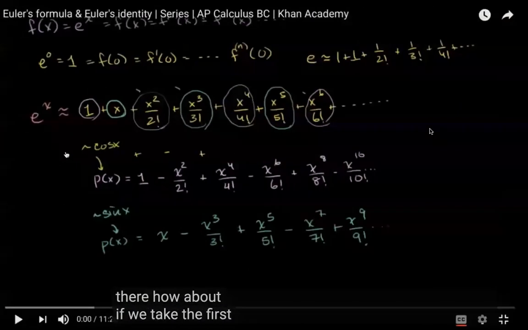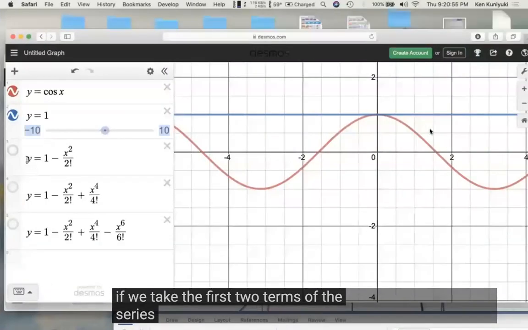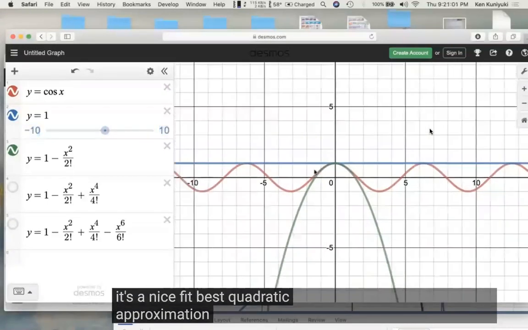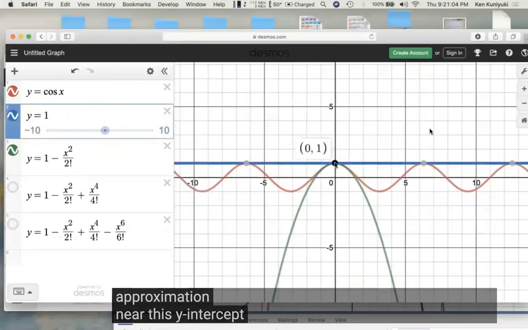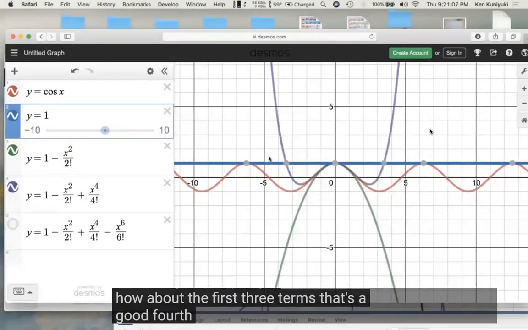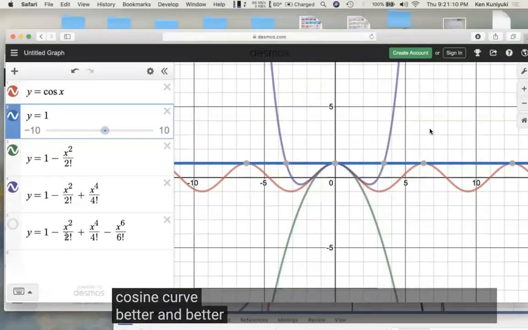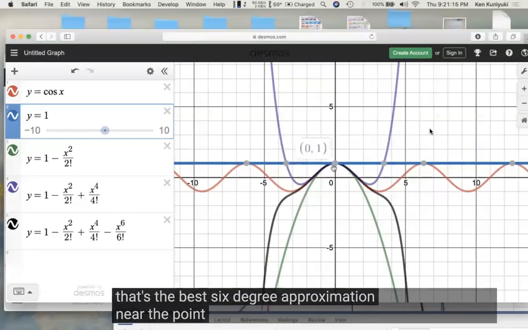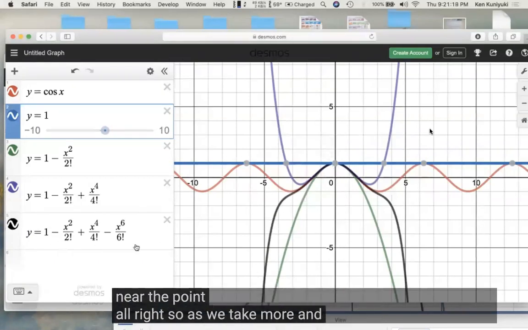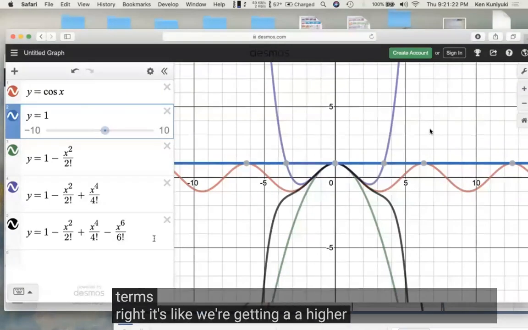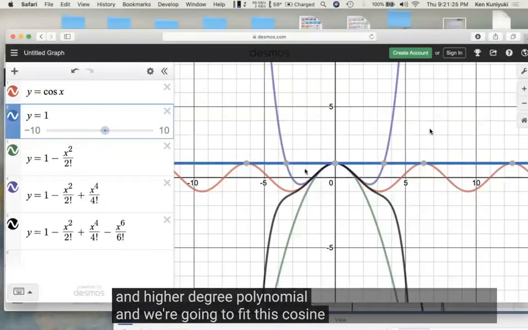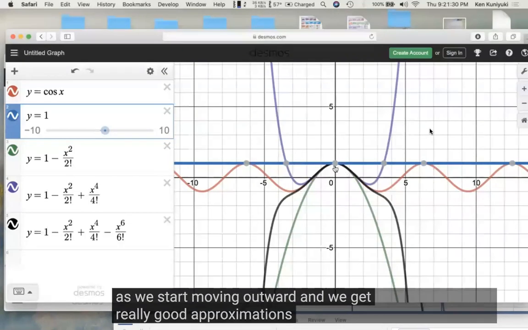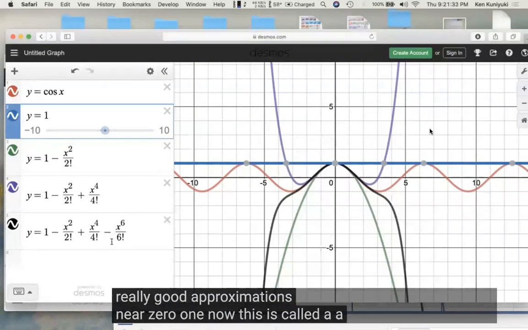How about if we take the first 2 terms of the series? We're getting that parabola. It's a nice fit. Best quadratic approximation near this y-intercept. How about the first three terms? That's a good fourth degree polynomial. It's hugging that cosine curve better and better. How about the first four terms, sixth degree? That's the best sixth degree approximation near the point. So as we take more and more terms, we're getting a higher and higher degree polynomial, and we fit this cosine wave better and better as we move outward. And we get really good approximations near 0, 1. Now, this is called a Maclaurin series.